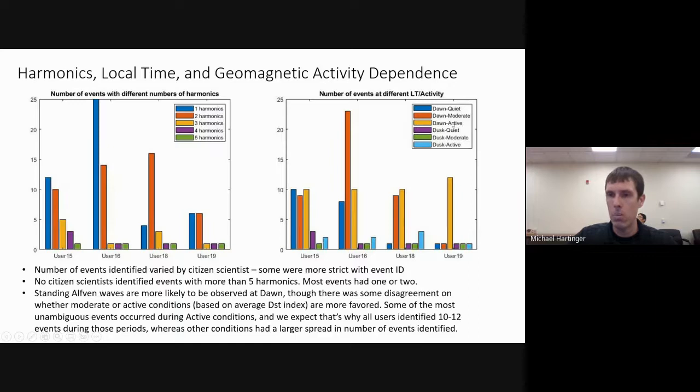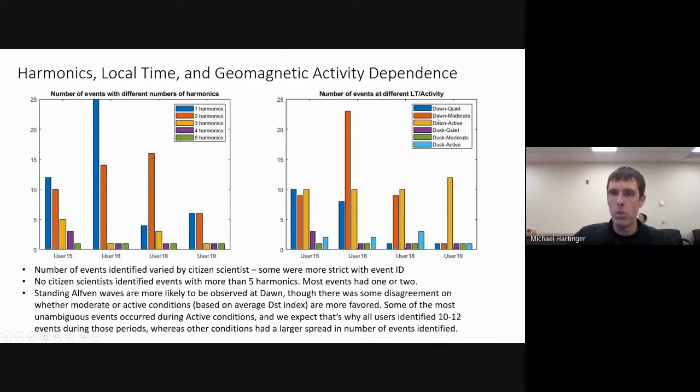Active is defined by KP. So they all picked out about 10 to 12 events in the dawn sector, and they're all actually pretty much the same events that they were all seeing. Then if you look at dusk, all of them picked out very few events at dusk. Again, that's consistent with that Anderson study I showed on the last slide.